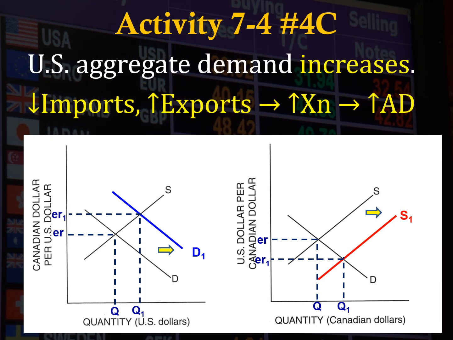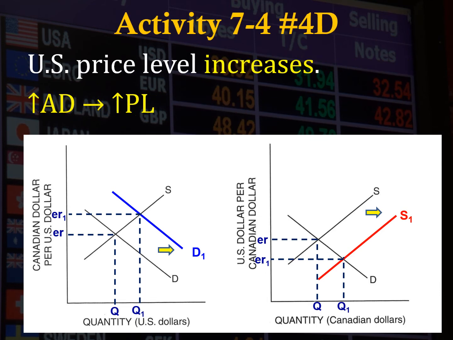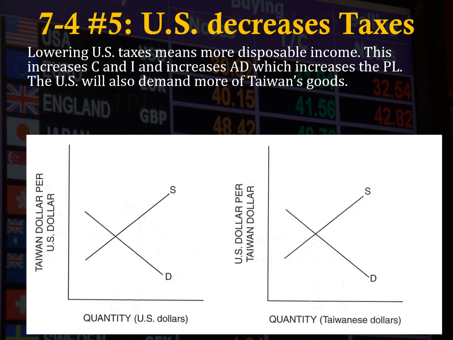So, since exports go up and imports go down, aggregate demand will increase, which means the price level also increases. Number 5, the effect on Taiwan if the US government decreases taxes.